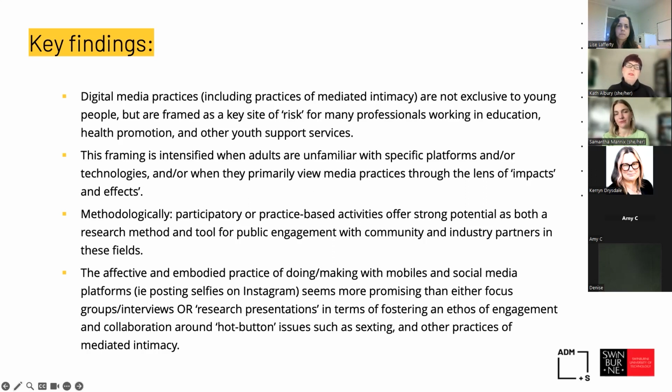But what I learned in that project was that participatory and practice-based activities with health workforces were a really good method for lowering that anxiety about digital technologies. It was a useful research method for me, but also a great way of engaging with community and industry partners. Making and doing things with social media worked really well as a methodology for both engaging with health workforces, but also fostering an understanding of these spaces as a site where they can engage and dialogue with young people, as opposed to sites that are risky for young people.